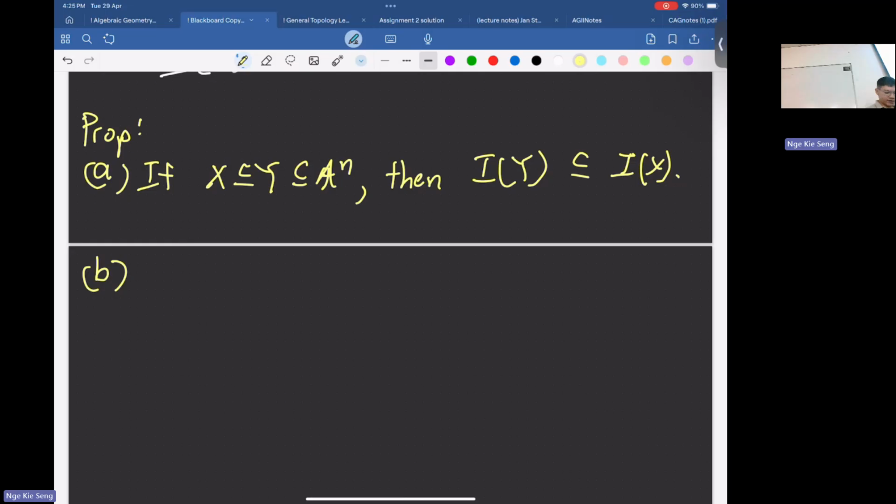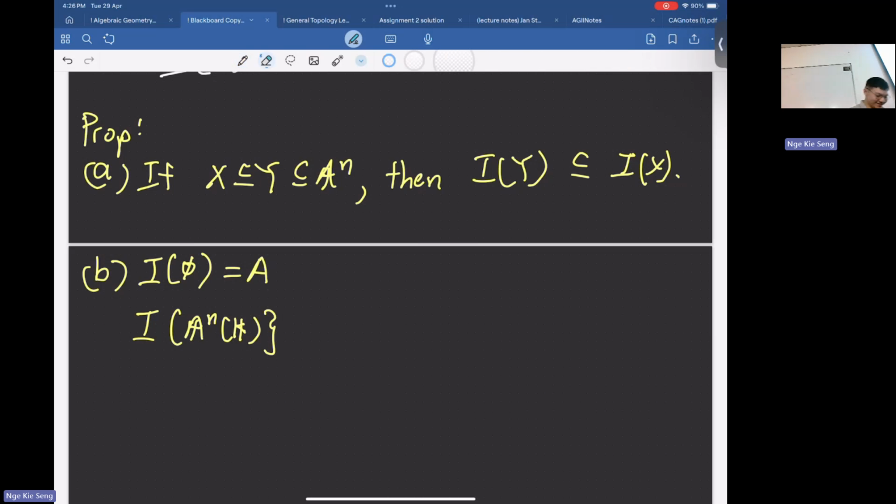So you can ask about the ideal of nothing. What is the ideal of nothing? Everything. It's everything here. But the ideal of everything, it's got something, just the zero polynomial.